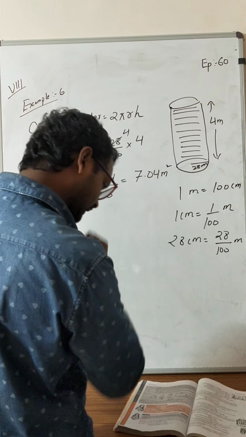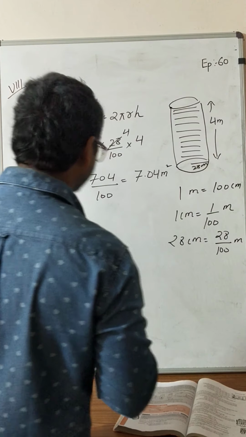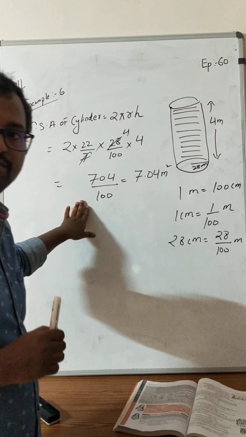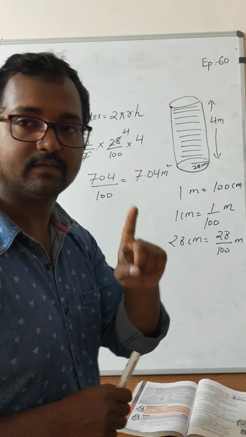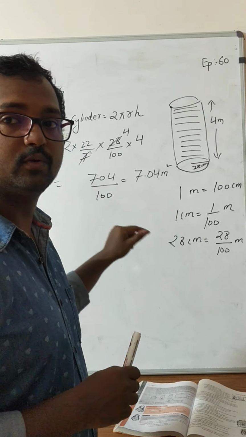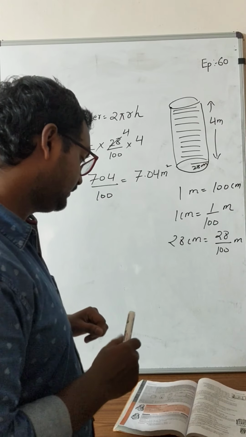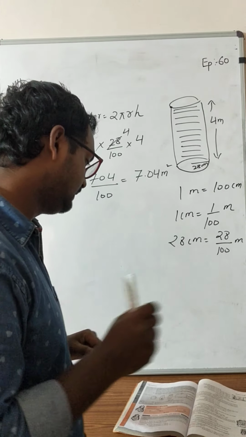Okay, so we got the curved surface area. This is the curved surface area of one pillar. Here we are going to talk about 24 pillars. Here we are talking about 24 cylindrical pillars.